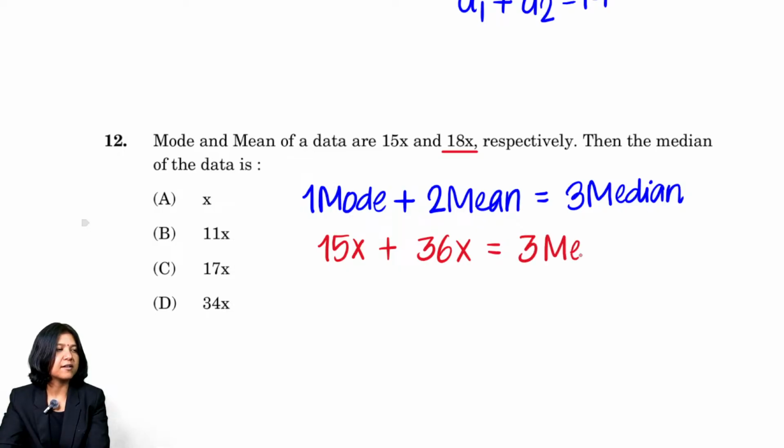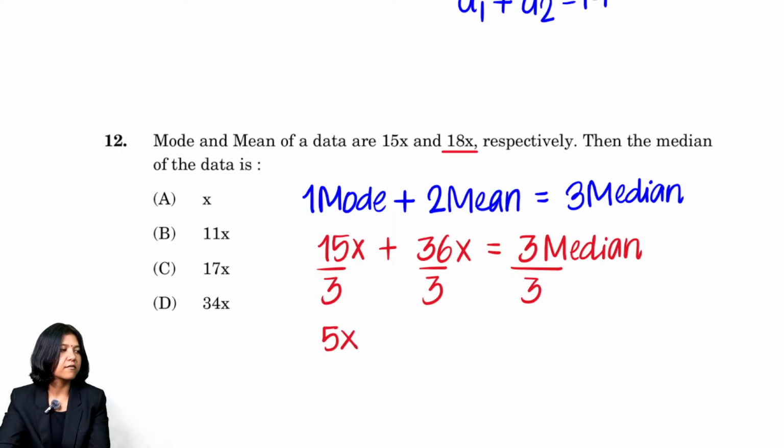I want to find median, right? And median is being multiplied by 3. I have to get rid of this 3. Everything is a multiple of 3 here. So let's divide both sides by 3. Let's divide individual terms by 3 to find the median directly. So I'll just divide this by 3, divide this by 3. I get 5x. 15 divided by 3 is 5. 36 divided by 3 is 12. So the answer has to be 12 plus 5, which is equal to 17x.